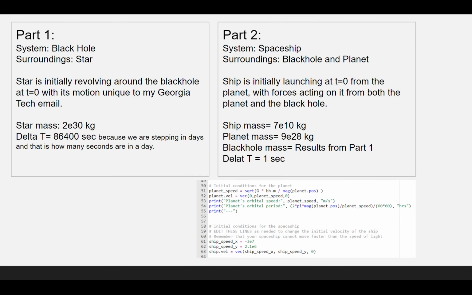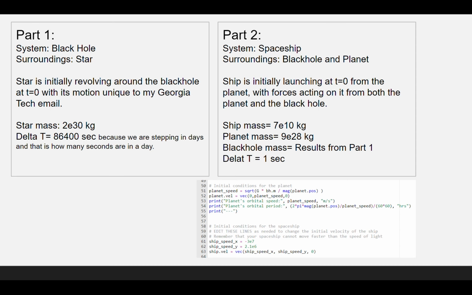In part 1, we created a model of a black hole of unknown mass and an orbiting star. The goal is to find the mass of the black hole. The system is the black hole, and the surroundings are the star, and the star is initially revolving around the black hole at t equals 0, with its motion unique to my Georgia Tech email. The star's mass is 2 times 10 to the 30 kilograms, and delta t is 86,400 seconds, because we are stepping in days, and that's how many seconds there are in a day.